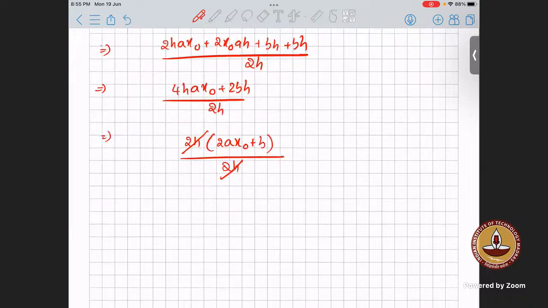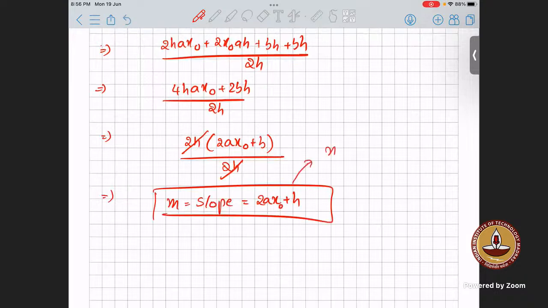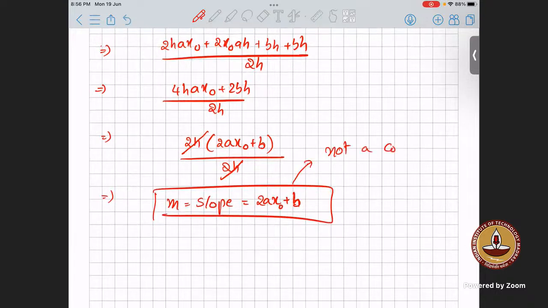Therefore, the slope m equals 2ax naught plus b. Look, this is not a constant slope.